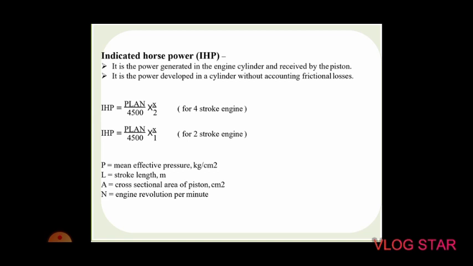Here P stands for mean effective pressure in kg per centimeter square. L is equal to the stroke length. A is the cross-sectional area of the piston represented in centimeter square, and N is the number of revolutions per minute. Now the X is the number of cylinders. So for 4-stroke engine, simply we can have the PLAN divided by 4500 into 4 divided by 2, and for 2-stroke engine similarly the X will represent 2.